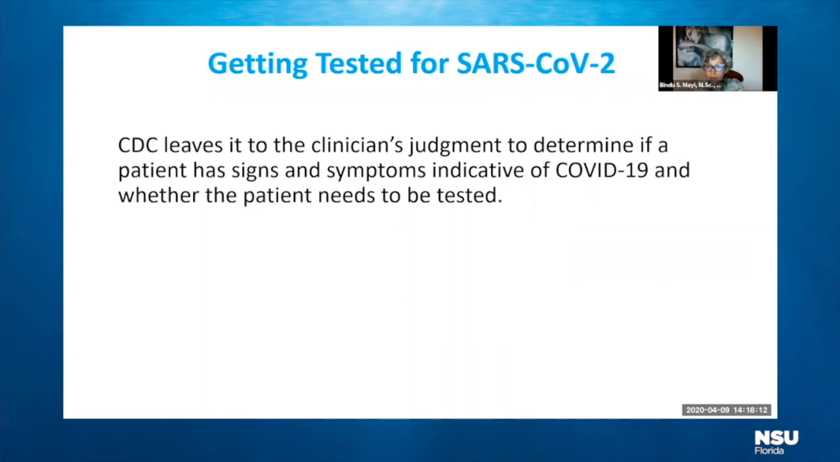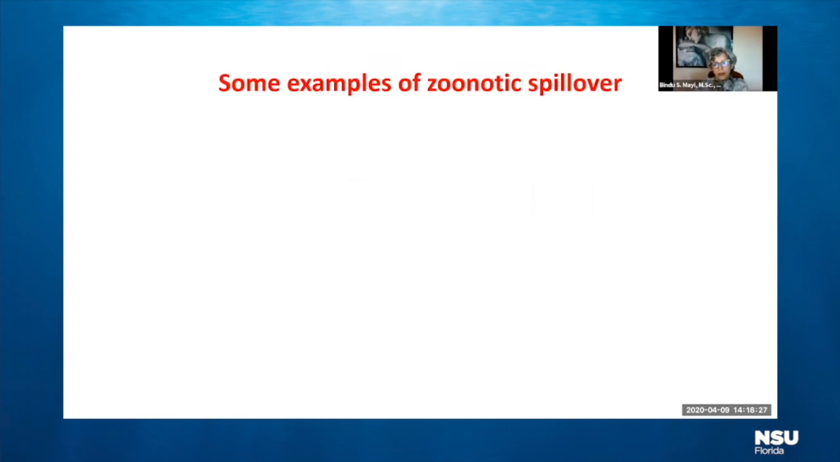Right, as far as who gets tested for SARS-CoV-2, because we have limited tests, the CDC has left it to the clinician's judgment to determine who has signs and symptoms that seem to be indicative of this infection, and whether that person needs to get tested. So this, as you know, is a zoonotic spillover.